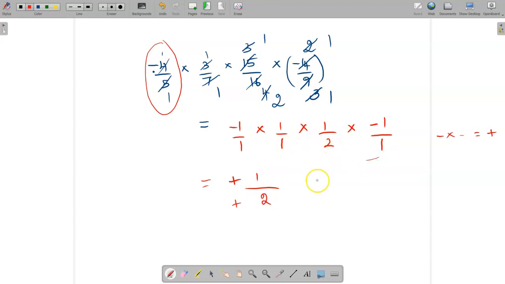Okay. So the final answer, both are positive, so no need to mention the positive sign, you can just write 1 by 2. So this is the final answer for this problem. Okay. So you just need to find the product of these terms, and it is nothing but 1 by 2.